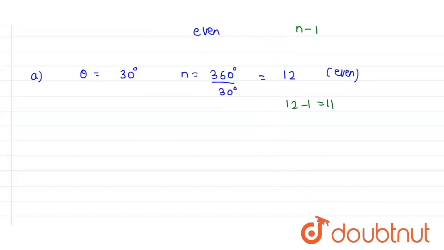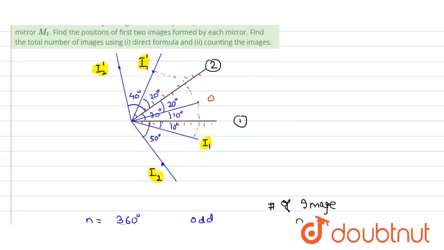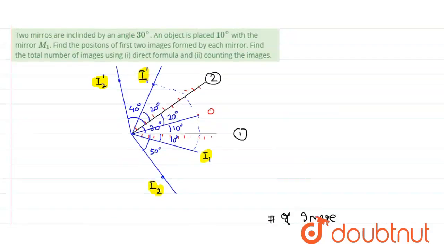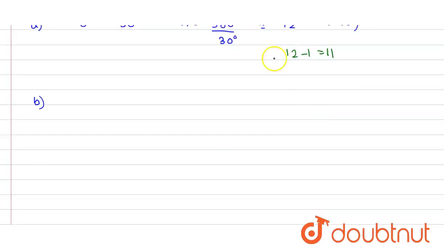So we have just answered the first part. Now the second part is we have to find the number of images by using the counting method. Now how to do this? Let's say this is our mirror M1, we just draw a tabular. So this is basically a tabular method. This is our M2. Now what is the initial angle of the object with respect to mirror M1? We know that this is 10 degrees.